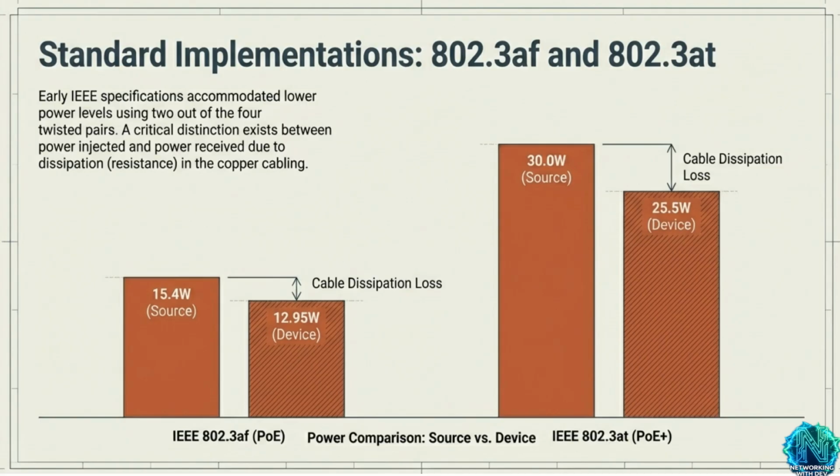To handle more demanding hardware like PTZ cameras or Wi-Fi access points, we use IEEE 802.3AT, or PoE+. This nearly doubles the capacity, injecting 30 watts at the source to ensure at least 25.5 watts are available at the device. Understanding this loss is critical. You must always calculate your power budget based on the device requirement, not just the source output. Next, let's look at the ultra-high power standards that are pushing these limits even further.